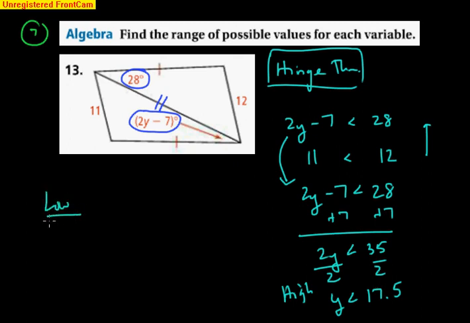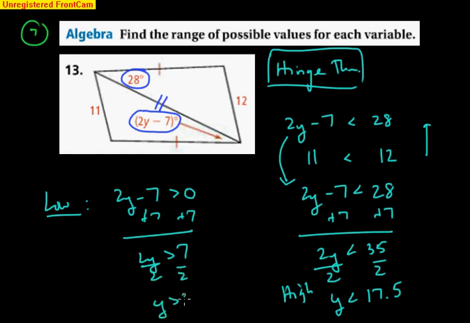So now we need to find the low value. It's a range. Well, to find the low value, you take the smaller angle, and you have to make sure that it's greater than 0. Well, the smaller angle is the 2y minus 7. It has to be greater than 0. Add 7 to both sides, and divide by 2. And there's the low value, 3.5.